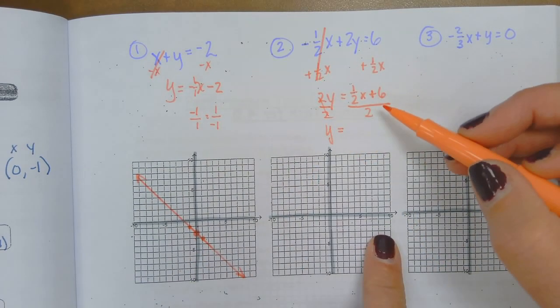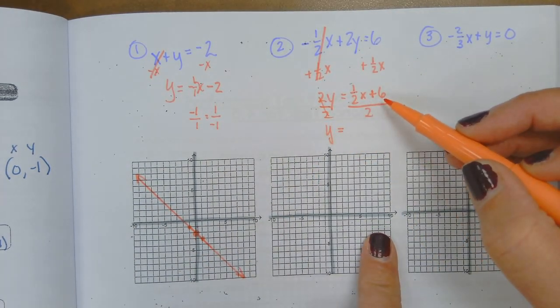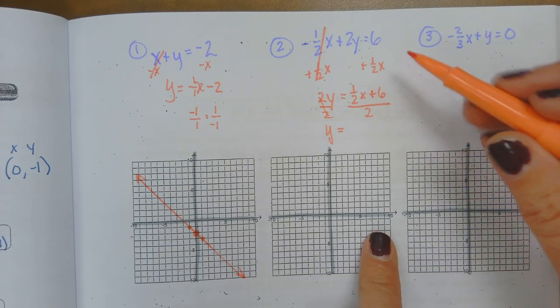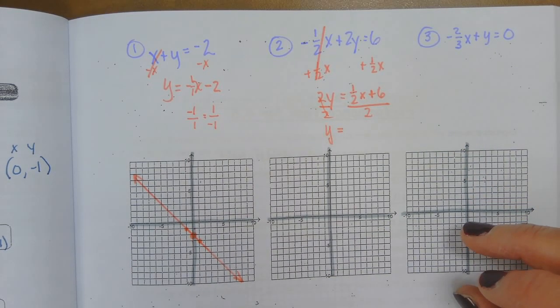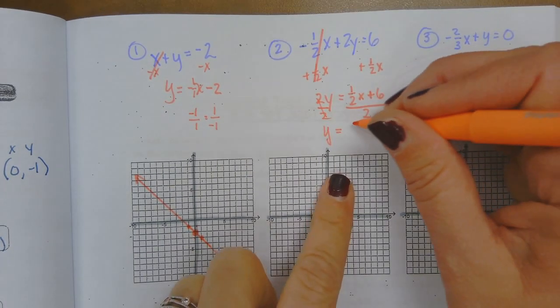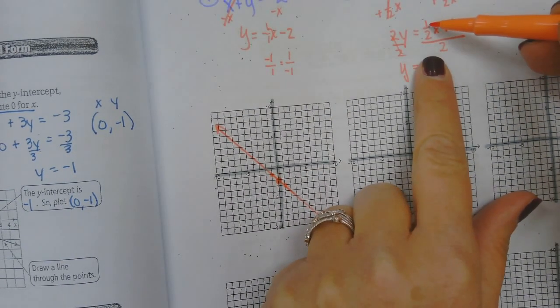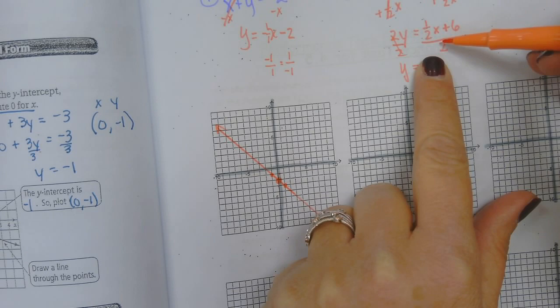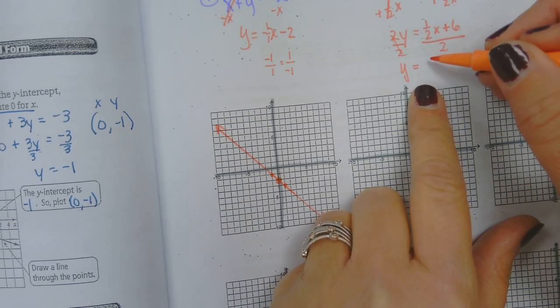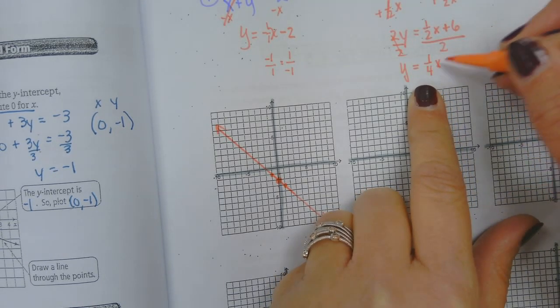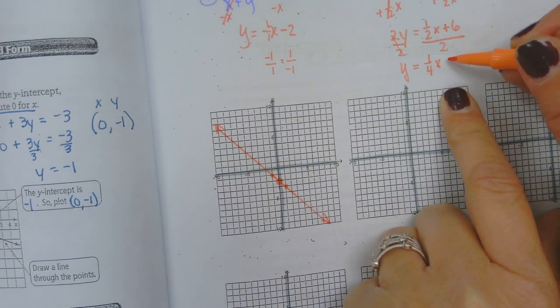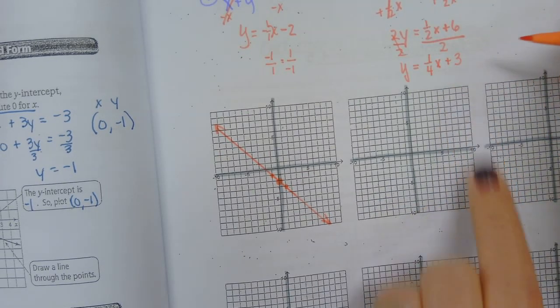So y equals, now remember, like I told you, there are 2 terms, so we have to divide both terms by 2. With a half, think about it: 1/2 divided by 2 means that we're multiplying by the reciprocal. The reciprocal of 2 is 1/2. So 1/2 times 1/2 is 1/4 x. And then 6 divided by 2 is a positive 3.